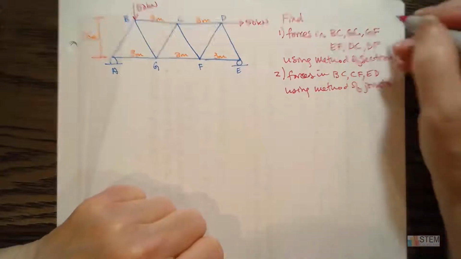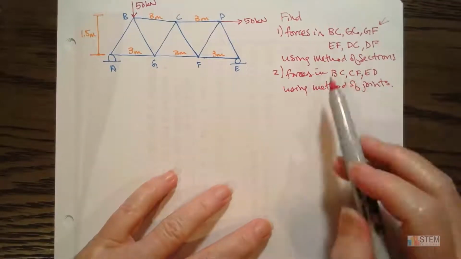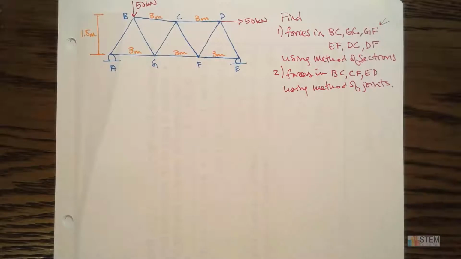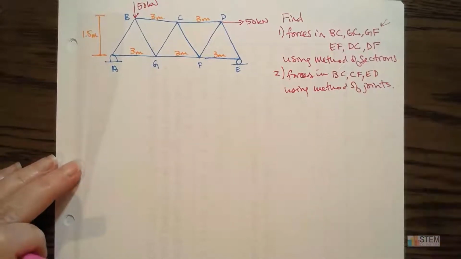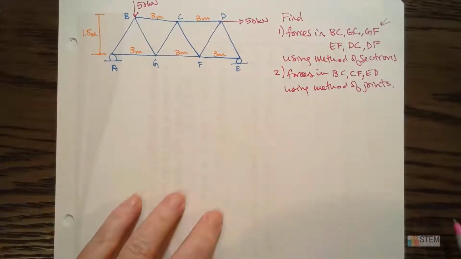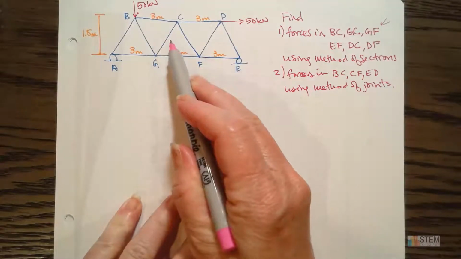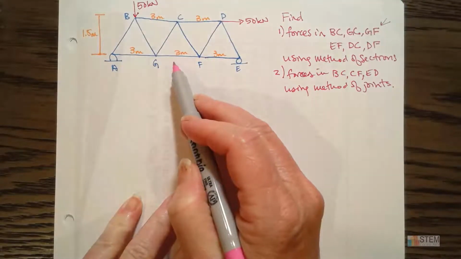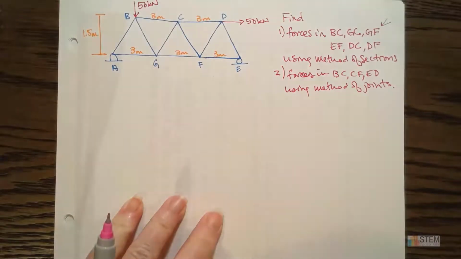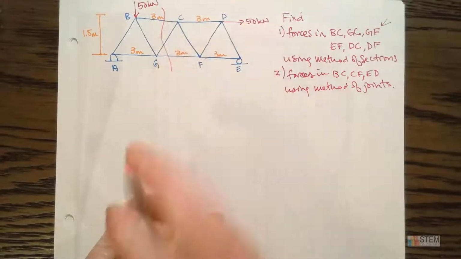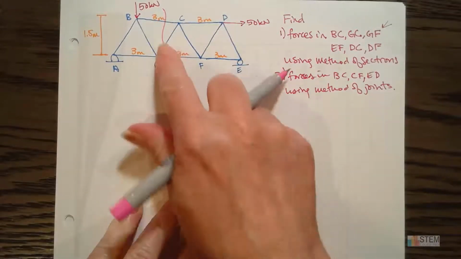All right, so let's look at this first list here. It says BC, GC, and GF, so that's what it's asking for. Let's see if we can cut through this truss where we only cut through these three unknowns. So here is BC, here's GC, here's GF. Is there a way that I could section this and only go through those three unknowns? Yes, we can do something that looks like that. That goes through those three unknowns.